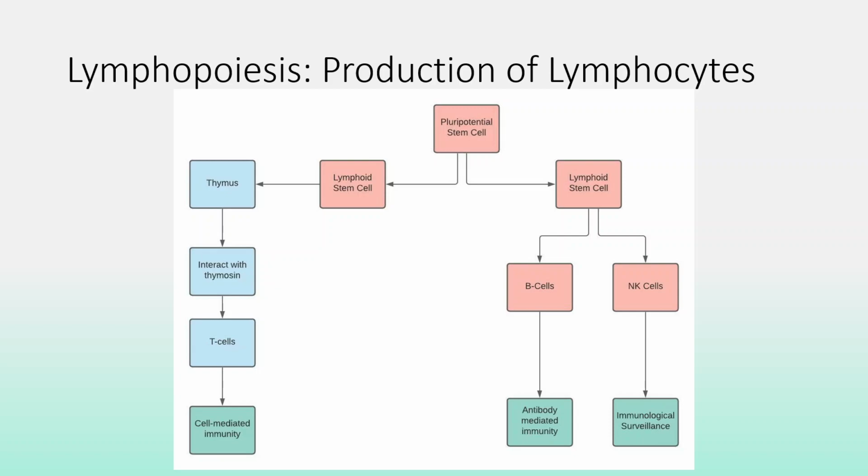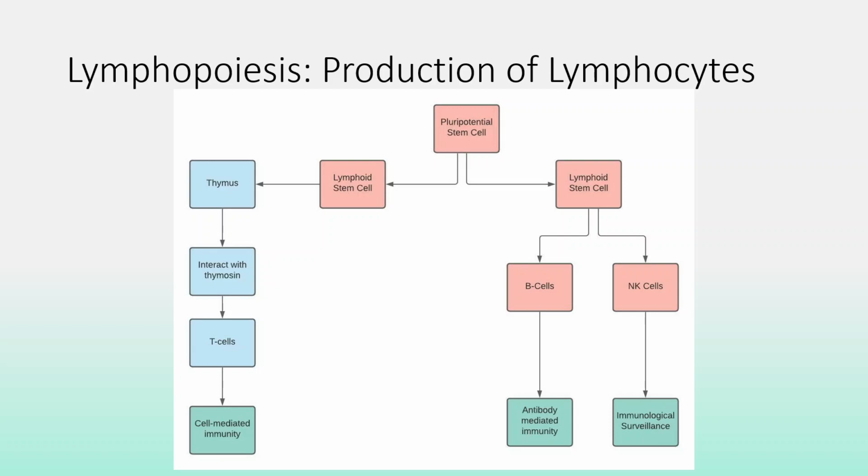That's important to understand. Well, the production of lymphocytes starts in the pluripotential stem cell. So here I've created a flowchart to clearly describe what happens in each stage. The pluripotential stem cell forms 2 sets of lymphoid stem cells. One of the sets goes to the thymus, and with the interaction of thymosin, it becomes immunocompetent and differentiates into T cells, which aid in cell-mediated immunity.